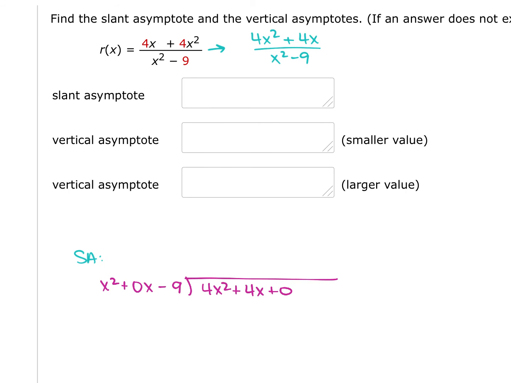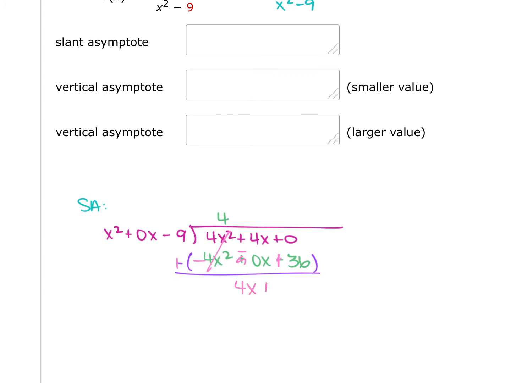I ask myself, x squared times what is 4x squared? That's 4. So I multiply it by everything on the outside. That's 4x squared plus 0x minus 36. We subtract or add the opposites. The 4x squareds cancel. You have 4x plus 36 left over. You cannot do anything to x squared to make it 4x. So you would have y is equal to 4. Is that an equation, slope-intercept form, with an x attached to or in it? No, so your slant asymptote is none.